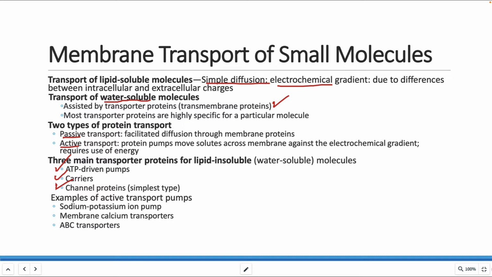The types of active transport pumps that you may recognize are, again, the sodium-potassium pump. We have the calcium channels, right? Remember, calcium channel blockers block this membrane transport in smooth muscle cells. And then there's ABC transporters, which we'll talk about.